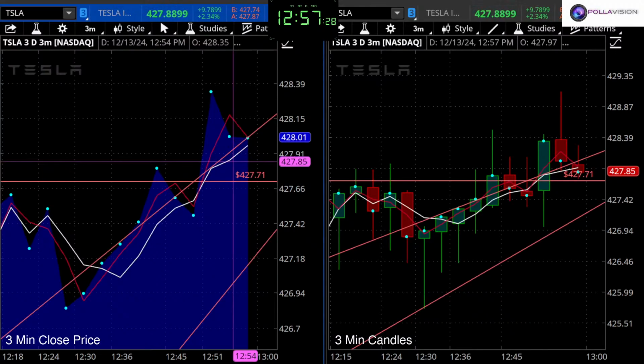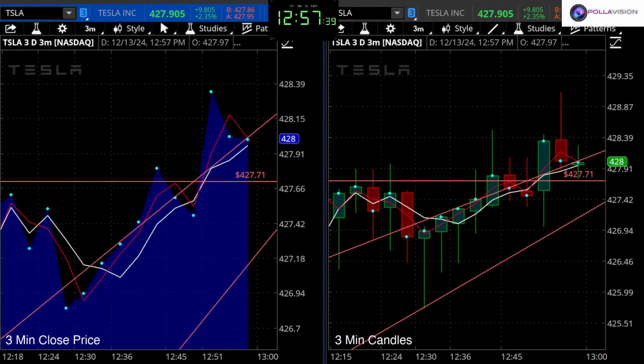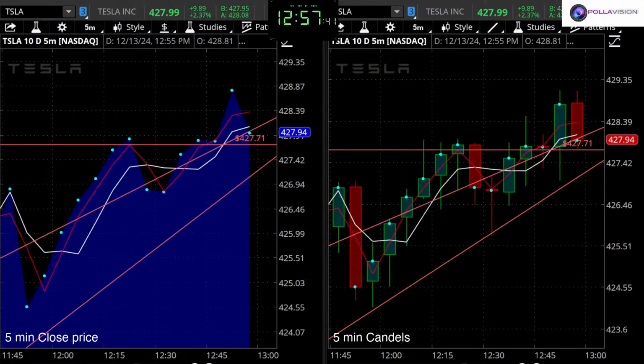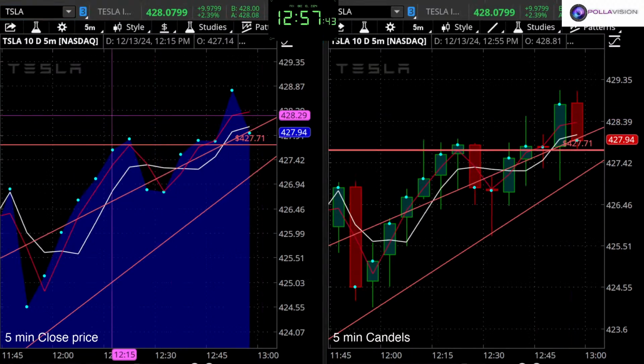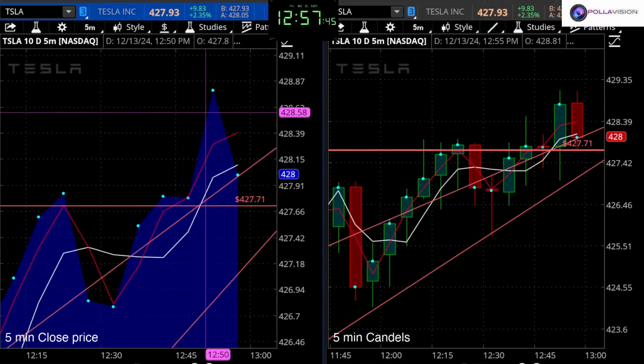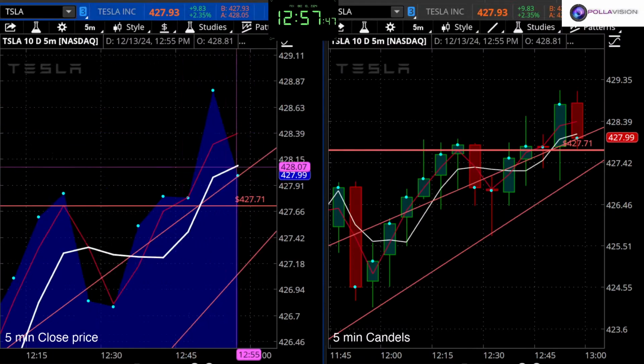We got 2 minutes and 30 seconds before the top of the hour. Things at the top of the hour tend to be a little squirrely because they're trying to anticipate the next move. What's going on the 5 minutes? On the 5 minutes, we had a big reversal from this peak, but we're still close to the 4.